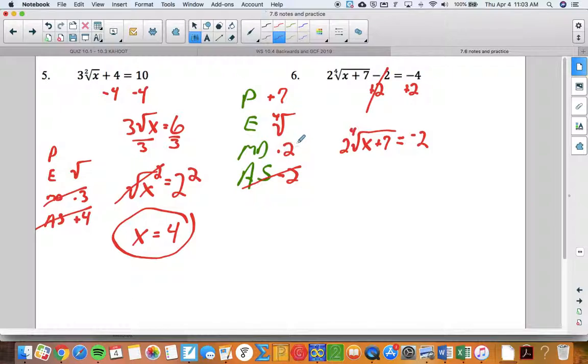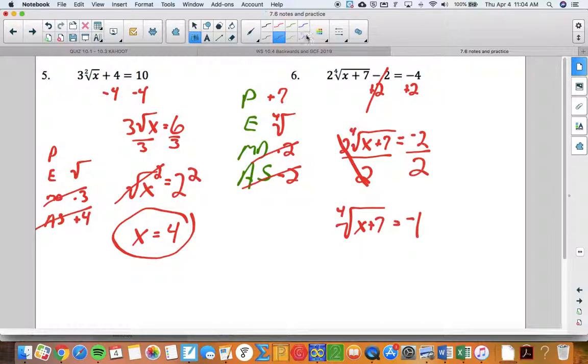Now I undo multiplying by 2 by dividing by 2. So I divide the left side by 2. So I have to divide the right side by 2. So this undoes multiplying by 2. So I get the 4th root of x plus 7 equals negative 1.